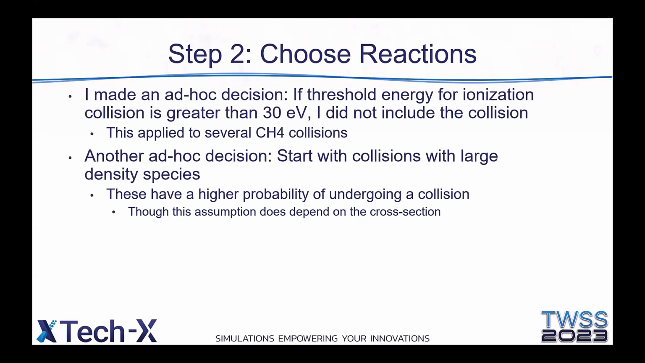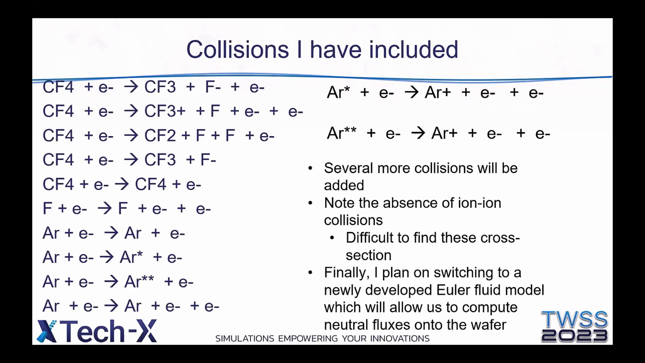In this work, I needed to choose the reactions. If the ionization threshold was greater than 30 eV, I did not include it. Most of the ionization thresholds are 15 to 20. Also, just as a starting point, I included collisions with the larger density species because those are going to have a higher probability of colliding. And so that's how I figured out which reactions to include. So these are the reactions that I've included in this model.